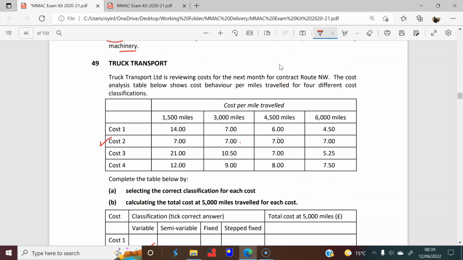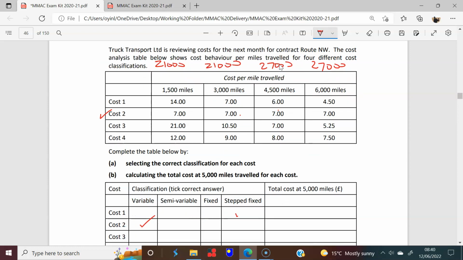So let's look at cost 1. The best thing to do is: 14 times 1,500 is 21,000. I'm just going to write that up here. I'm going to do each of them and then deal with them. Then 7 times 3,000 is 21,000 again. Then 6 times 4,500 is 27,000. And then £4.50 times 6,000 is 27,000. So obviously there is a fixed element here, but it's stepped, isn't it?